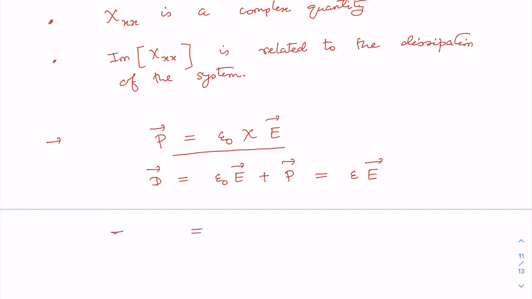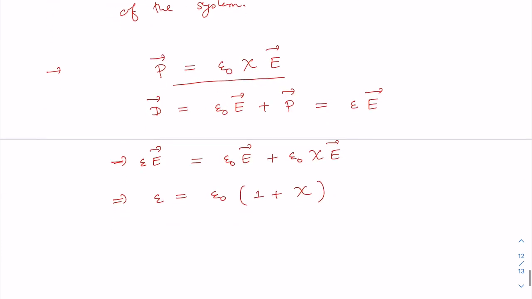And from here, as we have P equal to this, immediately we can write epsilon E is equal to epsilon 0 E plus epsilon 0 chi E. And what it means is that epsilon is equal to epsilon 0 into 1 plus chi, where chi is the electric susceptibility. And this quantity epsilon by epsilon 0 is equal to 1 plus chi.